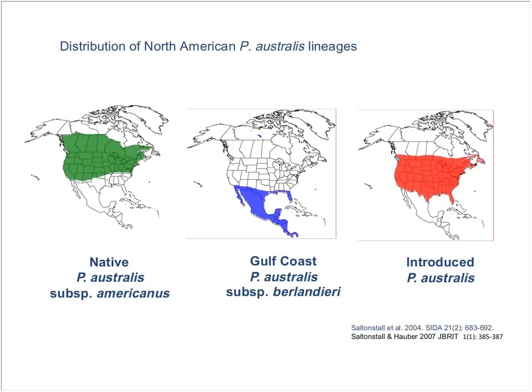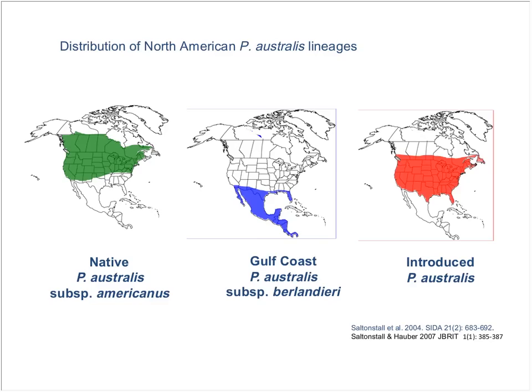The middle panel shows the Gulf Coast subspecies, which is called berlandieri. This lineage is represented by a single chloroplast haplotype, which is haplotype I, and its range extends down through Central America into northern South America. So this is a hexaploid lineage. It's quite different from the Phragmites we have up in the north and the northeast, and it's restricted to the southernmost states. It has been introduced into Arizona and Southern California, and it can be aggressive in these places.